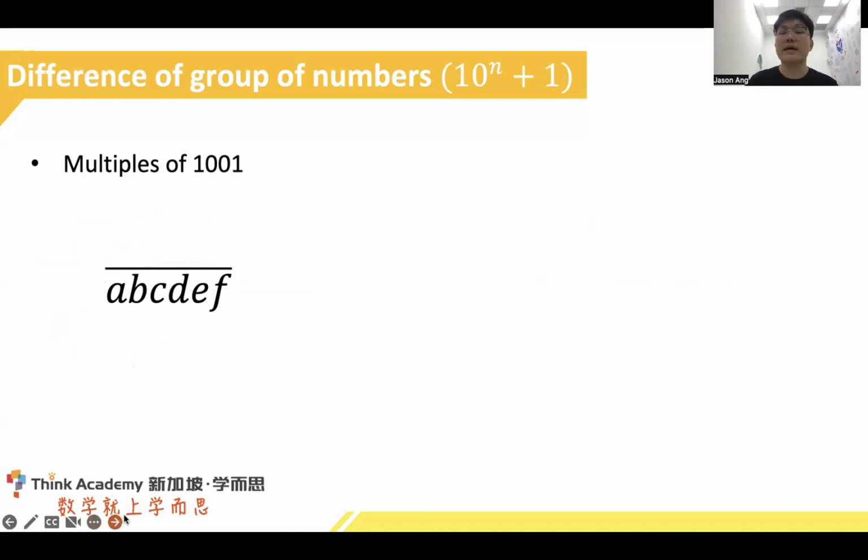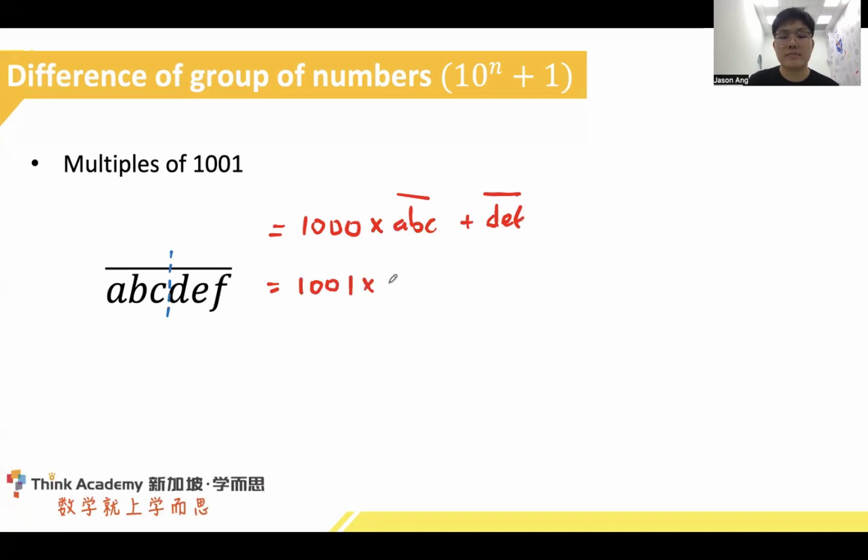For 1001, same thing, very similar. We are splitting it into 3 values. Again, using fraction decomposition, the place value decomposition is going to make it a lot easier. So it's going to give us 1000 multiplied by ABC. Then after that, we plus DEF. And instead, we're going to split it like this: 1001 times ABC. Then after that, we are going to be separating the two numbers again. We're going to get DEF minus ABC.